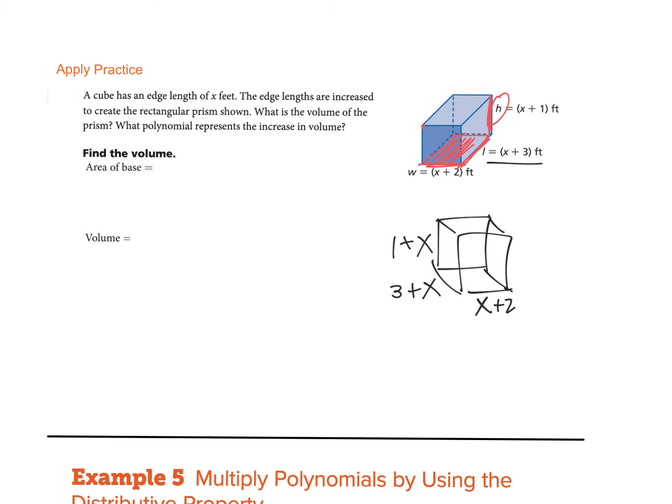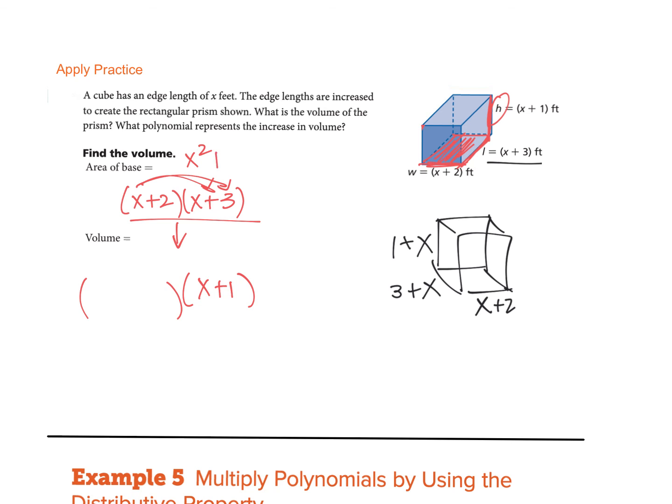So I'm going to find the area of this base first. So I need to do x plus 2 times x plus 3. Once I have that, whatever I get there, then I can take that times the height, which is x plus 1. Okay, so whatever I get when I times this, I'm going to take that times my x plus 1. So if I times this out, I get x times x, x squared. x times 3 is 3x. 2 times x is 2x. And 2 times 3 is 6. If I combine some like terms there, I get x squared plus 5x plus 6.